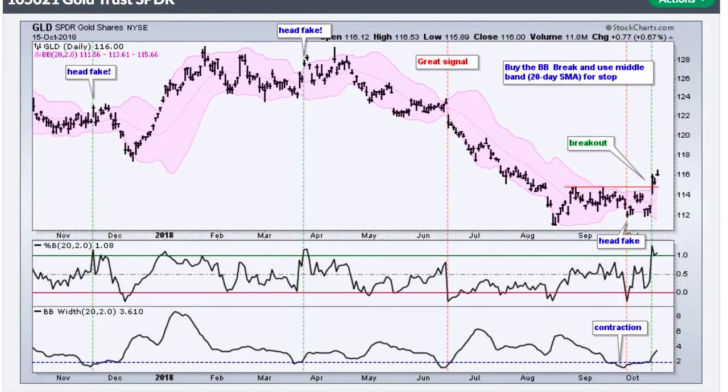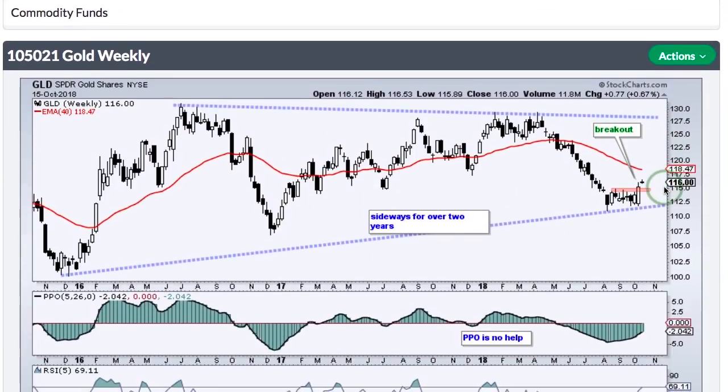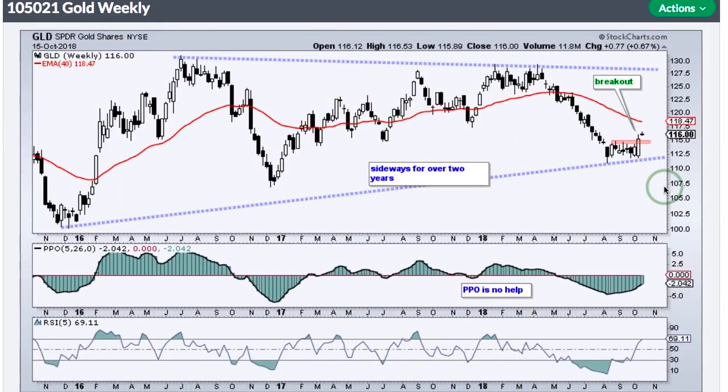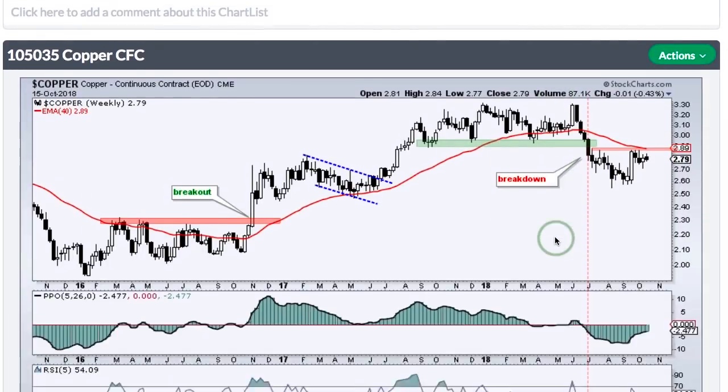Gold attracted some buying interest. I featured gold last Tuesday in On Trend as well as in Market Watchers with the Bollinger Band squeeze. We got the head fake here in late September and then the big breakout. And if you look at a weekly chart, you can see that gold's gone nowhere for over 2 years. It's been in that flat range, but it looks like it is turning up and could be ready to challenge resistance from the upper end of that range.